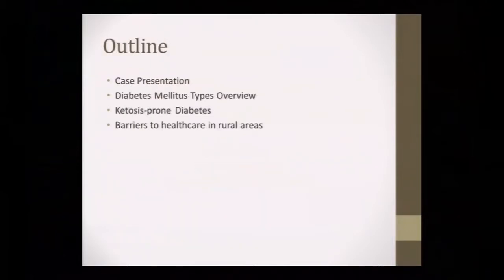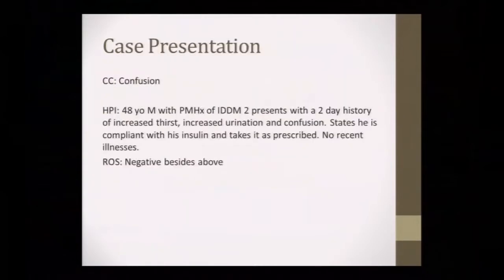This is my outline. I'll talk about a case presentation, types of diabetes, specifically ketosis, and then barriers. So we had a 48-year-old male with history of insulin-dependent diabetes and hypertension. He came into the hospital. He had a 2-day history of increasing thirst and increasing urination. He was kind of confused, and that day, he was more lethargic per family.